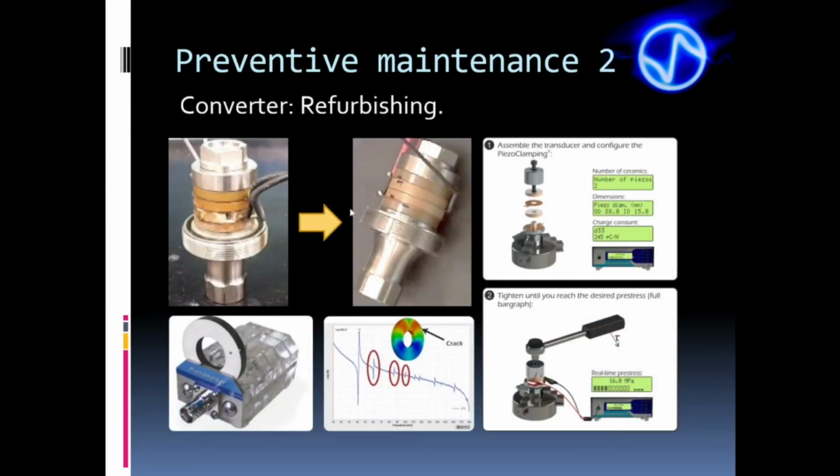To refurbish the converter, we must check whether the ceramics are intact or cracked using the TRZ piezo holder accessory. If there are cracked ceramics, replace them. Clean the metal parts and restore their interfaces as in preventive maintenance. Restore the electrodes. Then, reassemble the converter with controlled pre-stress. We should use the piezo clamping test equipment for pre-stress control. In addition to replacing cracked ceramics, we also replace cracked metallic masses.